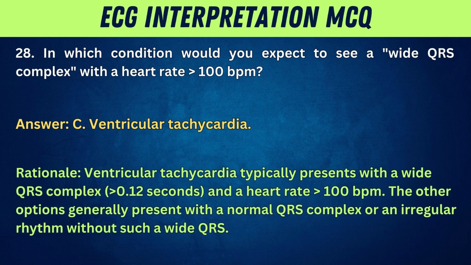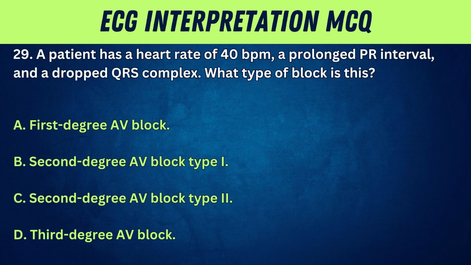Ventricular tachycardia. Rationale: ventricular tachycardia typically presents with a wide QRS complex greater than 0.12 seconds and a heart rate greater than 100 BPM. The other options generally present with a normal QRS complex or an irregular rhythm without such a wide QRS.